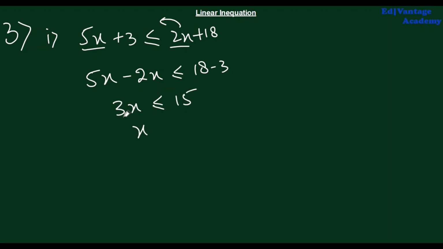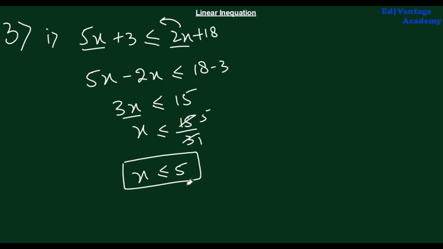3 has to go, 3 is in multiplication, it will go to the other side and it will become division. The symbol will still be the same because it's a positive 3. We did not divide by negative 3. x is less than or equal to 5, right? 3 ones are 3, 3 fives are 15. We got the solution for this.